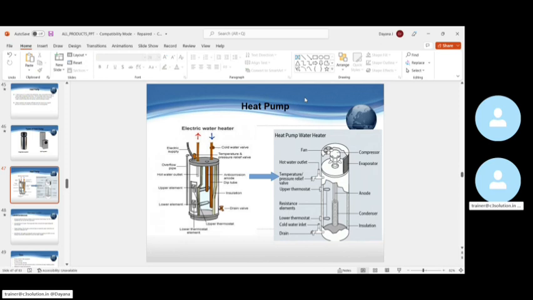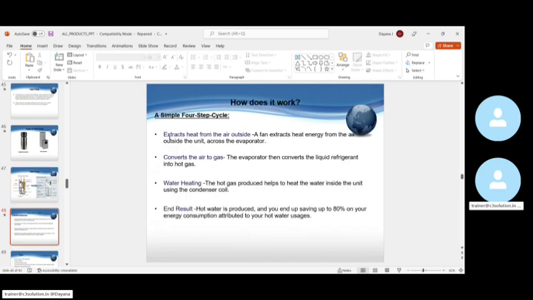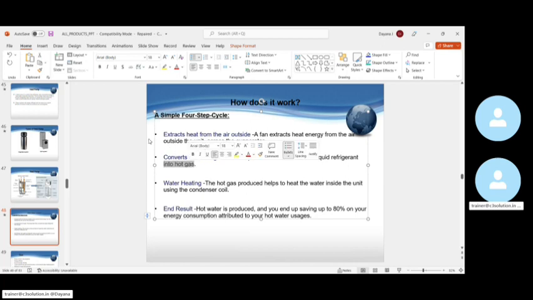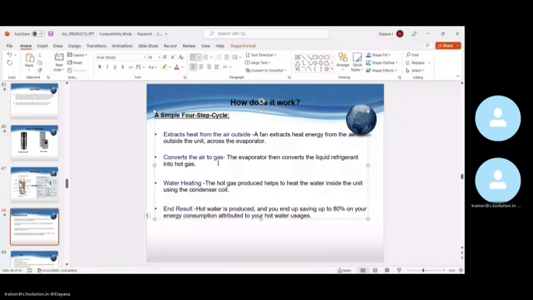So what is the next step? The evaporator converts the refrigerant into hot gas in the second step. The hot gas produced helps to heat the water inside the unit using the condenser coil. By using that condenser coil, the heated water is produced inside. And the end result: hot water is produced, and you end up saving up to 80% energy consumption.